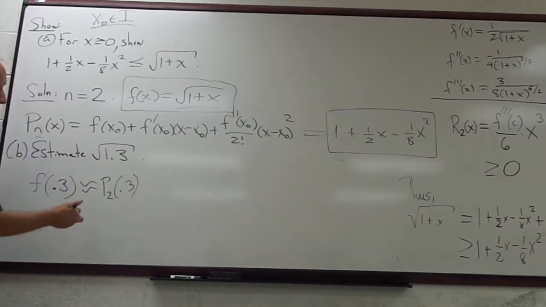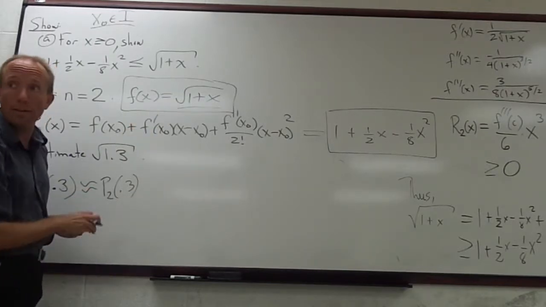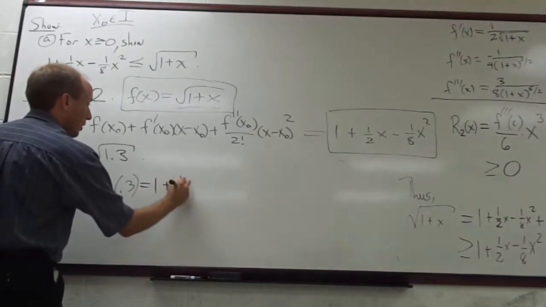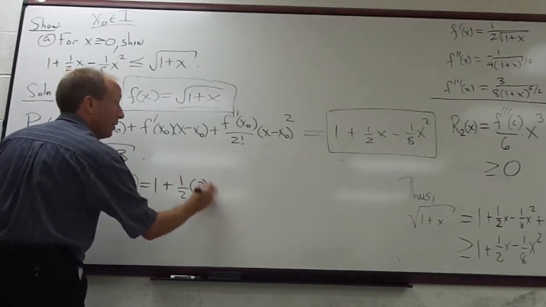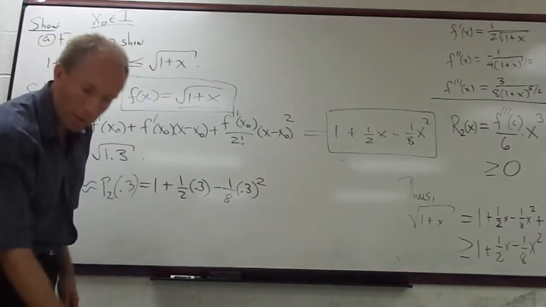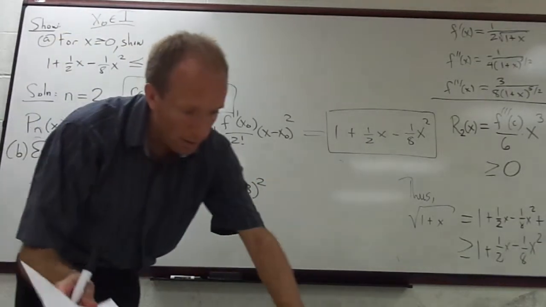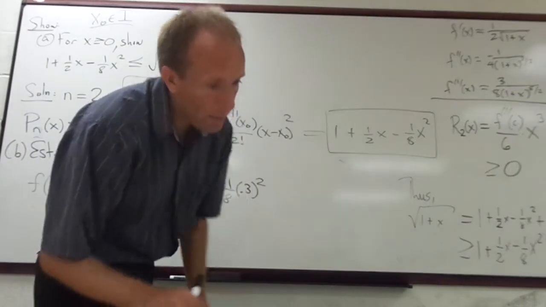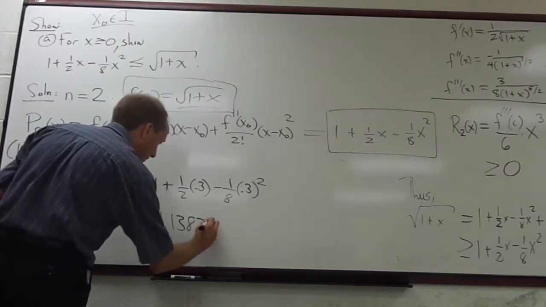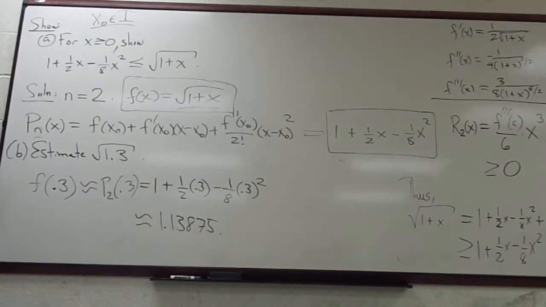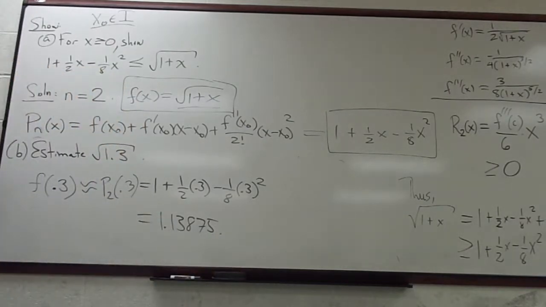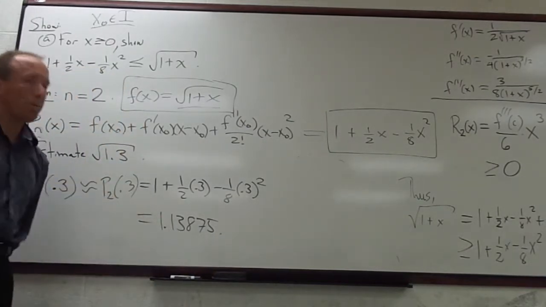So we just have to plug in 0.3 into that quadratic polynomial there. So it's just 1 plus half of 0.3 minus 1/8 of 0.3 squared. And you don't need to worry about what that actually comes out to. It's about 1.13875. So that's an estimate for the square root of 1.3.